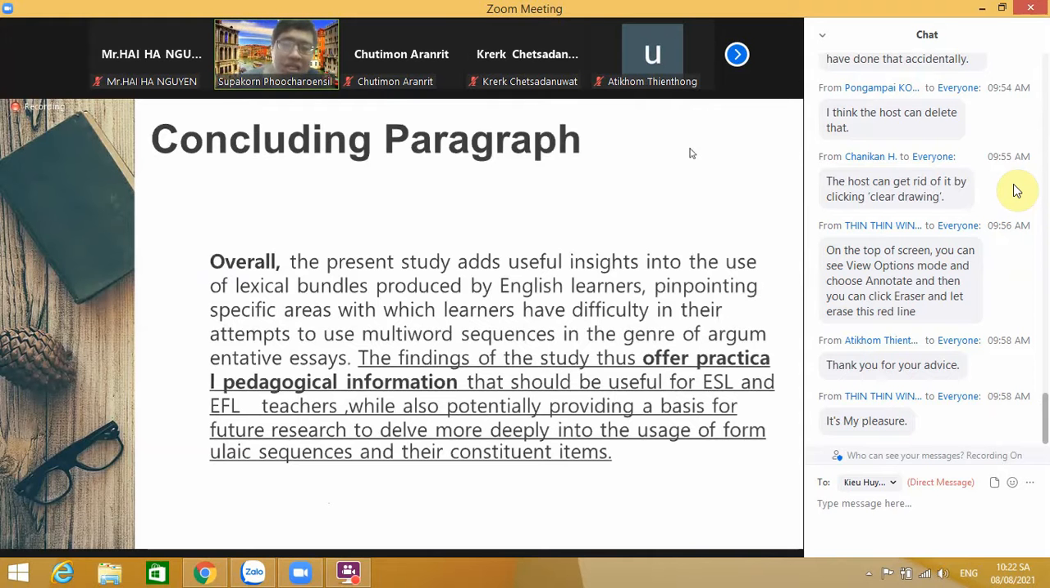The writer does not just sum up the main findings, right? Because it has been earlier summarized. But here, these are the final thoughts, the final remarks that the writers want to communicate with the readers. The findings of the study thus offer practical pedagogical information that should be useful for ESL, EFL teachers, while potentially providing a basis for future research to delve more deeply into the usage of formulaic sequences.